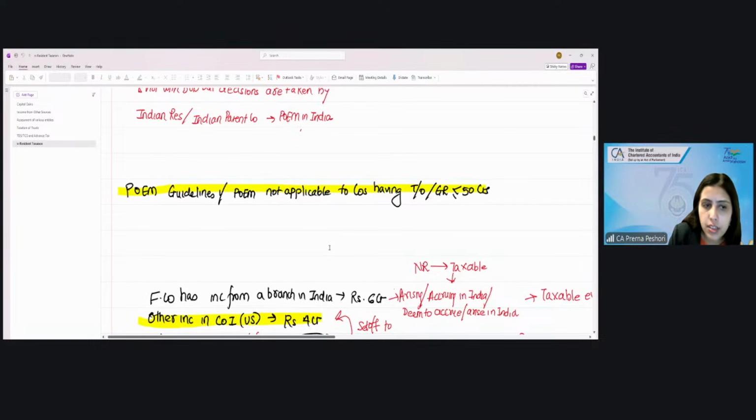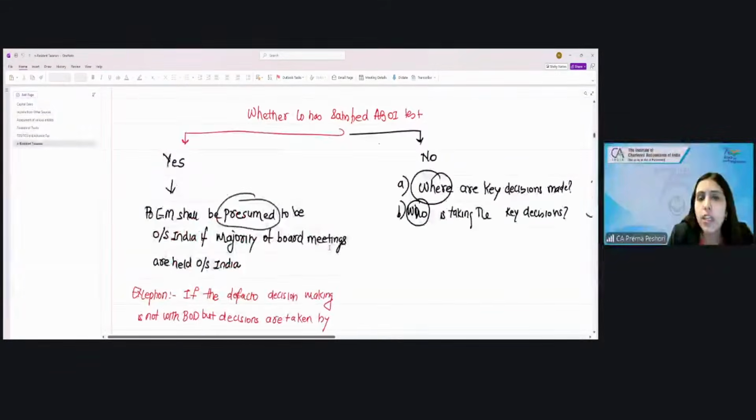Are we clear? Now, if a company is not satisfying the ABOI test, then you need to ask these questions. Where are these key decisions taken up and who is taking those key decisions? Are we clear? So for that, you need to look at where the board meetings are happening, where the board of directors are taking these decisions. Just formally holding the board meetings is not sufficient to conclude that the POEM is there.